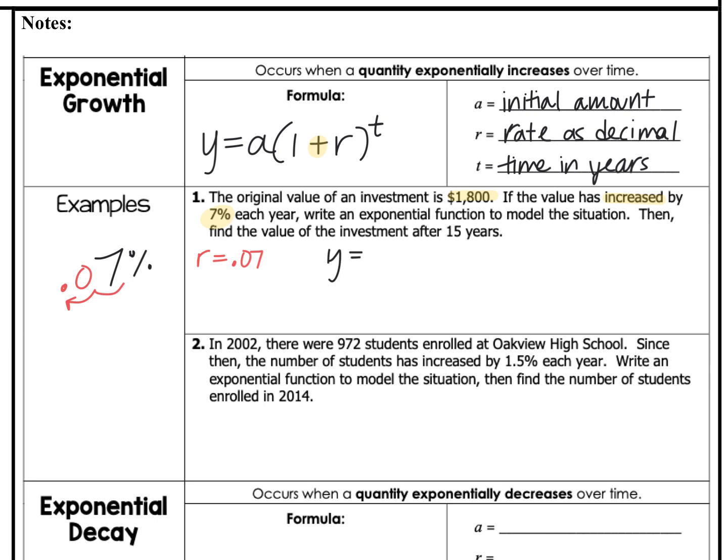The initial amount is $1,800. And I multiply it by 1 plus the rate as a decimal, so 0.07 raised to t time. Okay, let's simplify that a little bit. 1 plus 0.07 is quick math. What's that? 1.07. And you raise it to 15 years.